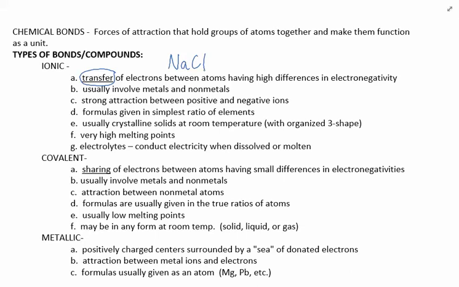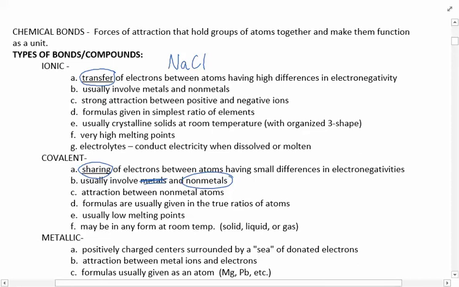Covalent is the next type. These, instead of transferring, they're going to be sharing electrons between atoms that have smaller differences in electronegativity. So this actually involves just nonmetals. Metals are not involved here.